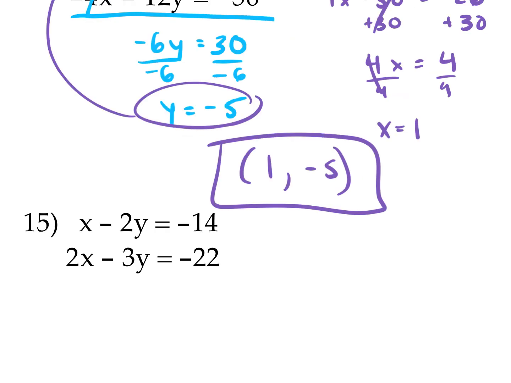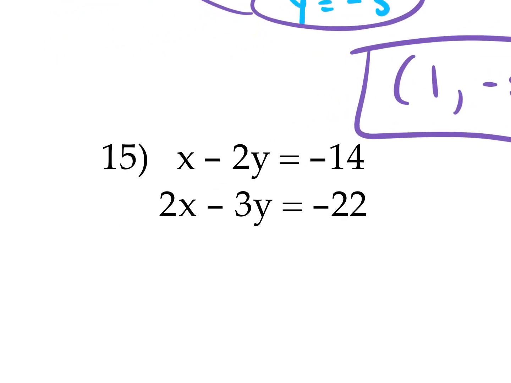All right, let's look at 15. 15, again, we want to use elimination. Do I have a variable that's going to cancel out right away? Not yet. How can I make a variable cancel out? Multiply. Which equation do we want to multiply? The top one by what? Negative 2. So our goal is to cancel out the x's, right?